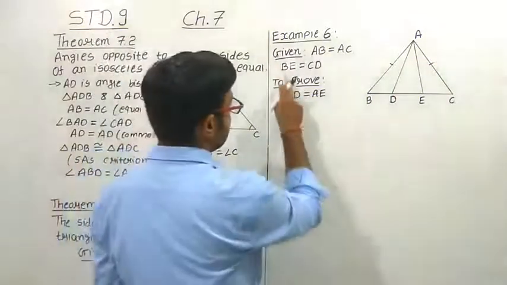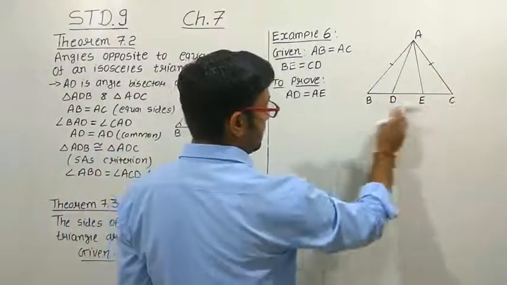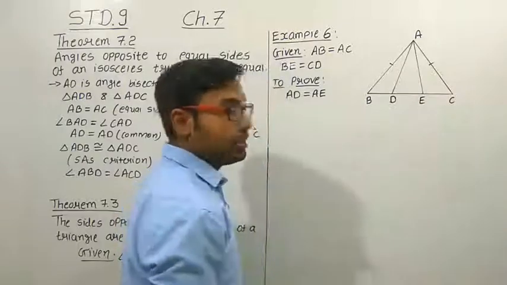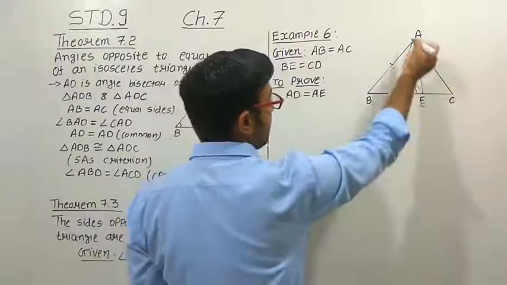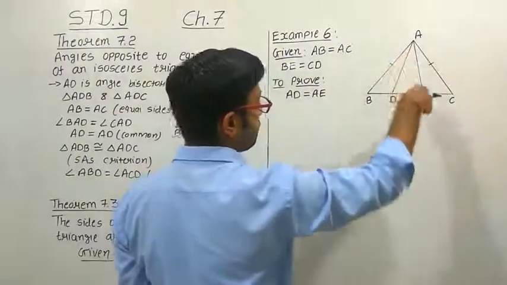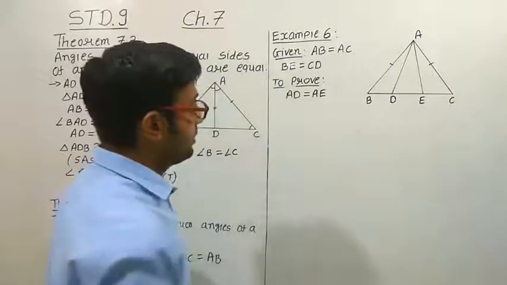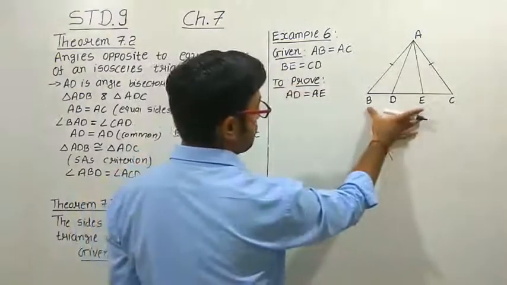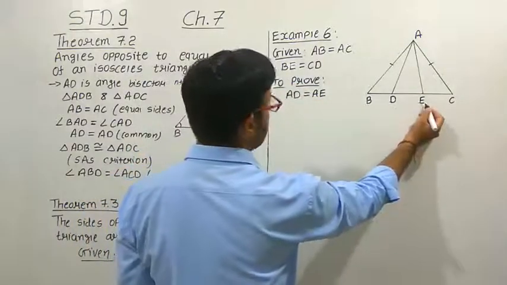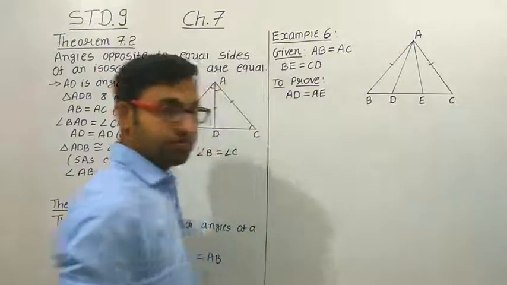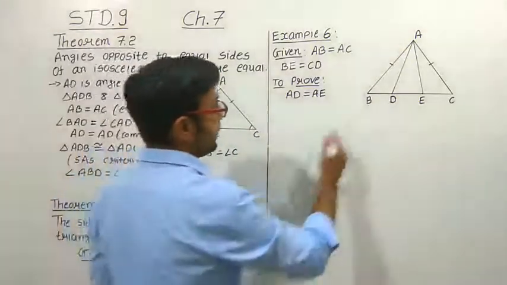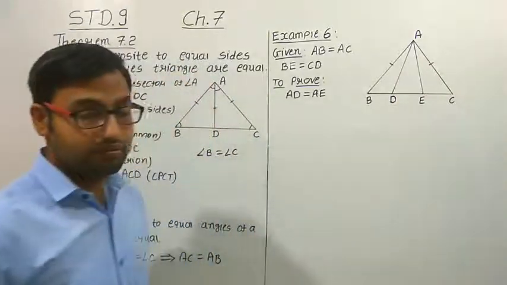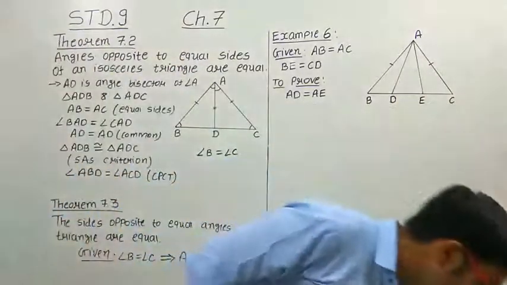One more thing we are given is that two points are on the side BC, one point is D, another one is E. So when we join A with D and A with E, we get two more lines on this side BC. Now one more thing we are given is that BE, that means B to E, is equal to CD. And what we have to prove is that side AD is equal to side AE. Okay, so let us solve it.